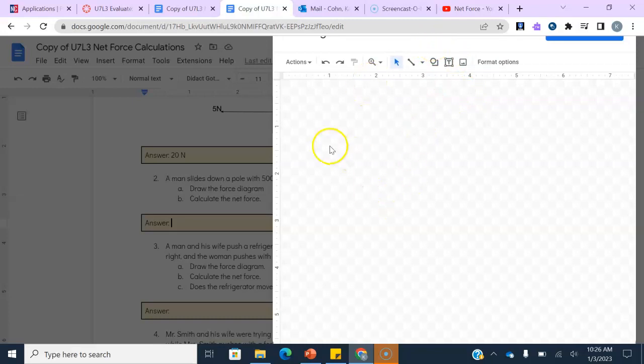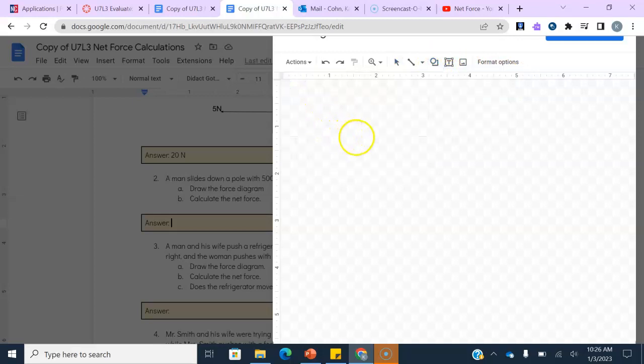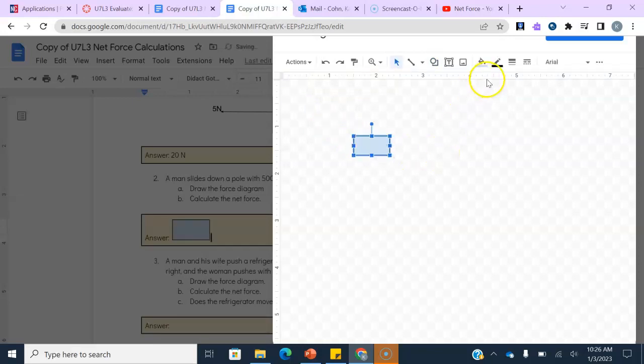All right, so it says that the man slides down the pole with 500 newtons of force. So remember, in a force diagram, it doesn't matter what the object is. We can just represent it by a box. So I'm going to choose a shape. I'm going to go to shapes, and I'm just going to choose a square, and I'm going to put my square into the drawing. Doesn't really matter where. And then you can see that when you insert your drawing, it will appear in the answer box for you.